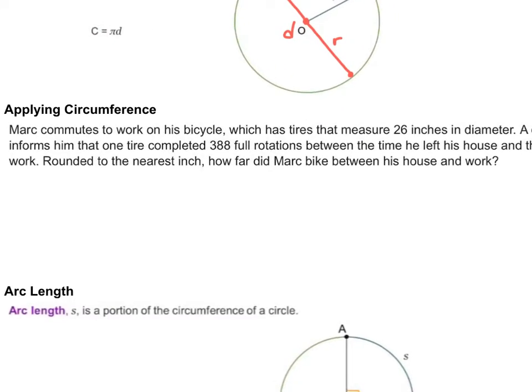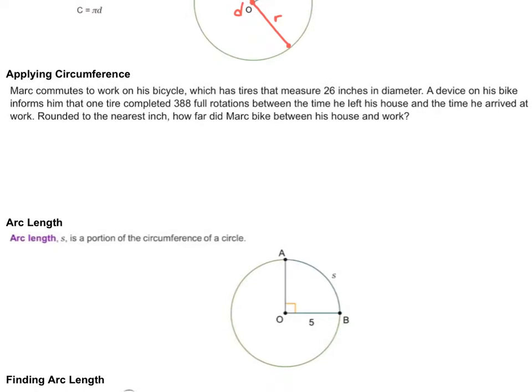It says that Mark commutes to work on his bicycle, which has tires that measure 26 inches in diameter. A device on his bike informs him that one tire completed 388 full rotations between the time he left the house and the time he arrived at work. Round to the nearest inch, how far did Mark bike between his house and work? So we're going to do this in inches. What I know is that our circumference is equal to pi times the diameter. Now the diameter in this case is equal to 26 inches.